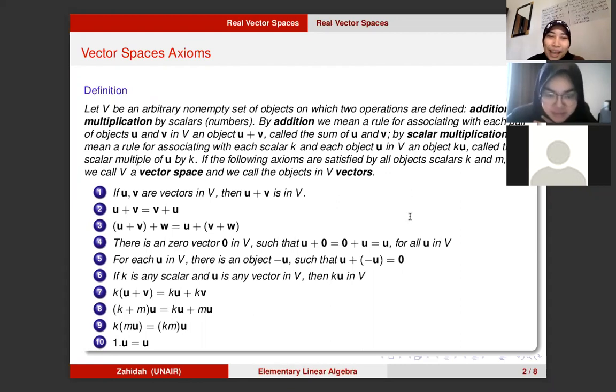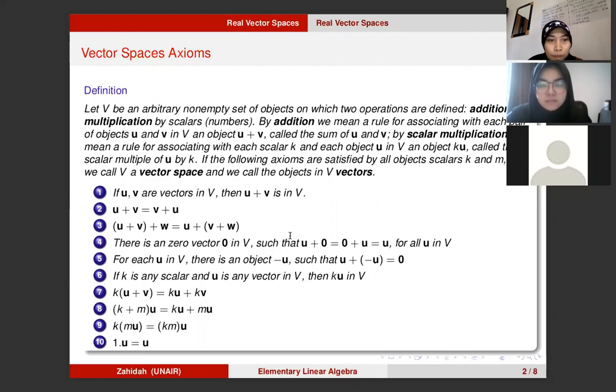The first axiom, we can call it closed under addition. Why closed? Because if we have any two vectors u and v in V, then the addition u plus v is also in V. The second axiom we can call the commutative law: u plus v equals v plus u. The third axiom we can call the associative law.